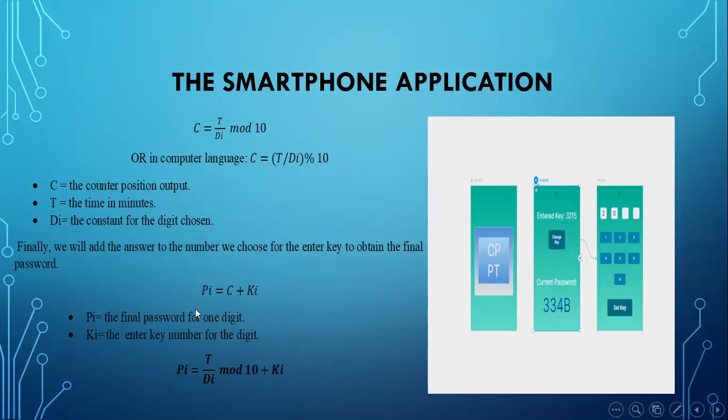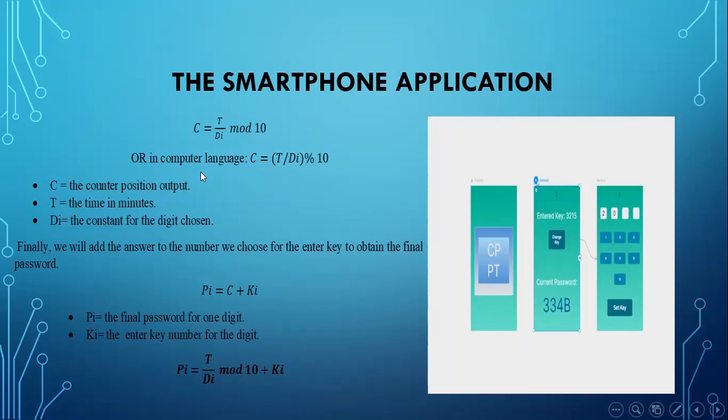And here the PI is the final password, KI is the entered key password. So the PI, which means P for 1 because we chose the 60 minutes, is going to be 2 plus the enter key. If we choose the enter key as 5, for example, 2 plus 5 is going to be 7. And here's the final equation for the whole process: PI is T over D mod 10 plus KI.